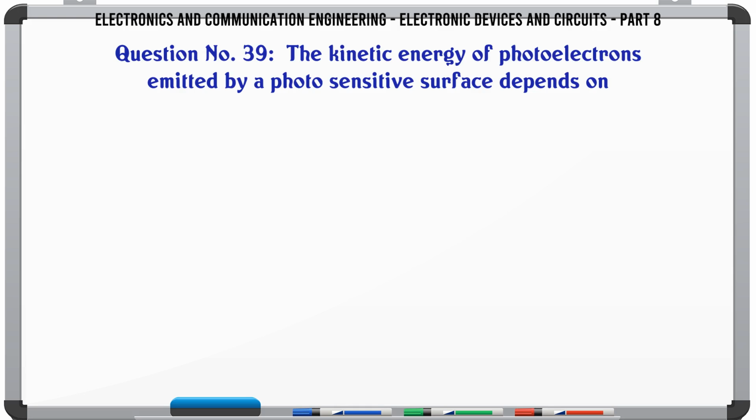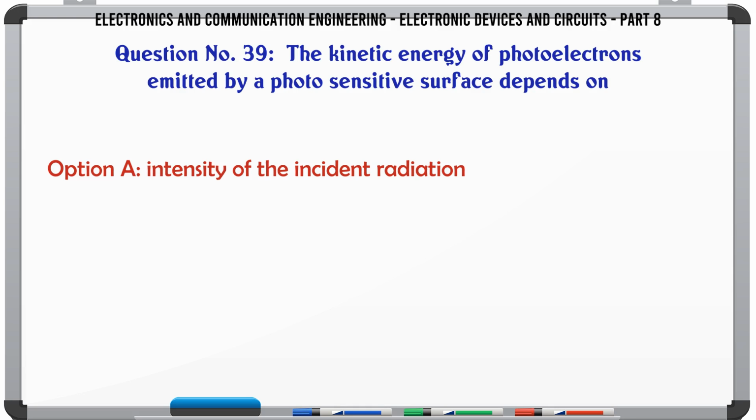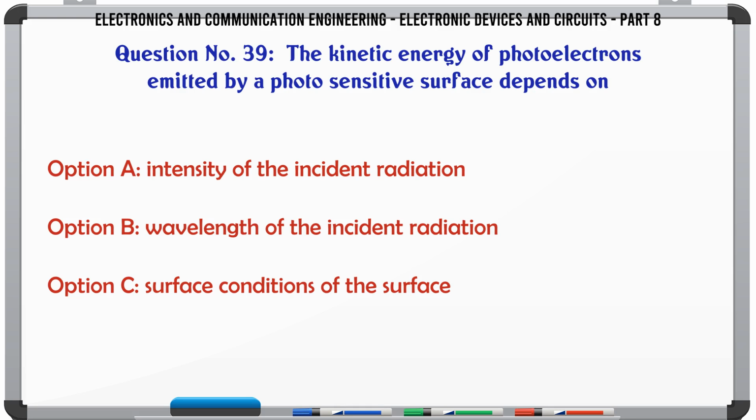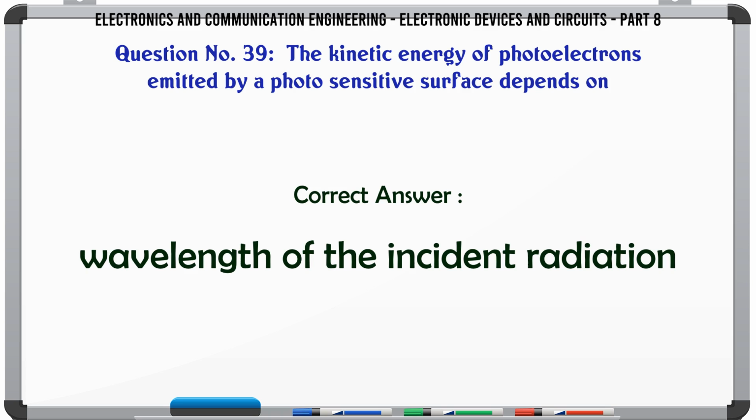The kinetic energy of photoelectrons emitted by a photosensitive surface depends on A. Intensity of the incident radiation, B. Wavelength of the incident radiation, C. Surface conditions of the surface, D. Angle of incidence of radiation. The correct answer is wavelength of the incident radiation.